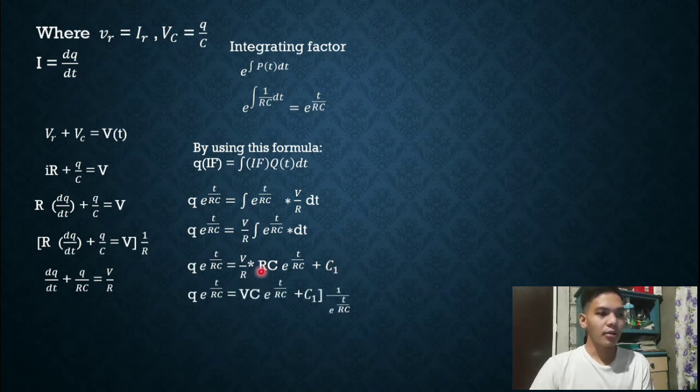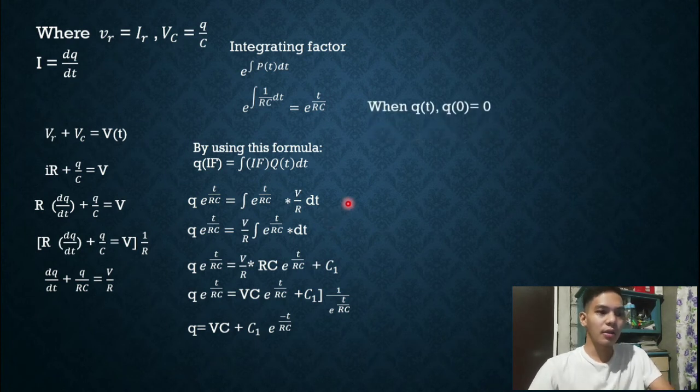Here we can cancel out the R. The only remaining will be VC e raised to t over RC plus C1. We just have to multiply the whole equation by 1 over e raised to t over RC to remove this, and the Q will be the remaining variable on the left side. Q equals VC plus C1 e raised to negative t over RC. It becomes negative because we move it to the top and change the sign.